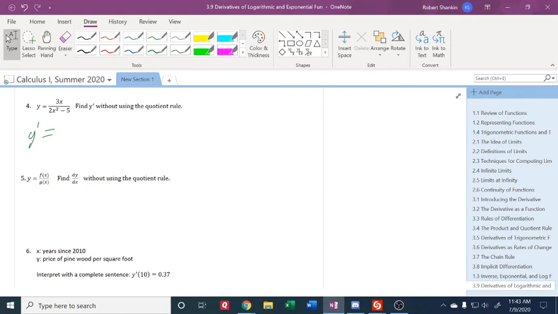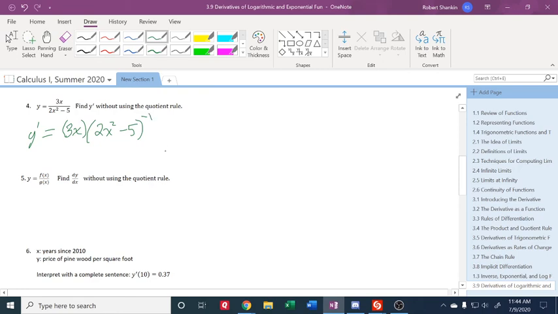All right, anybody need more time? So I can do this without the quotient rule. If I rewrite it as a product, two things multiplied together. But what's the power on this? It's got to be to the negative 1 power. Now, you don't need the quotient rule anymore. You can use the product rule from now on.